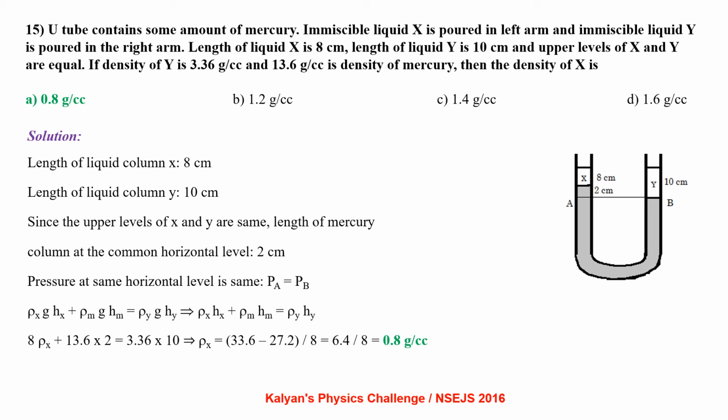Length of the liquid column X is 8 cm and that of liquid column Y is 10 cm. Since the upper levels of X and Y are same, length of mercury column at the common horizontal level would be 2 cm. Pressure at same horizontal level should be same, so PA equals PB. So applying the pressure formula, that is P equals rho g h, for the three liquids, we obtain density of liquid X to be 0.8 gram per cc.